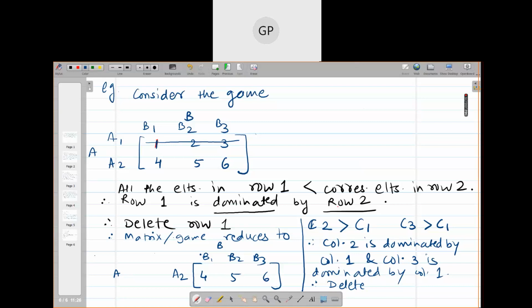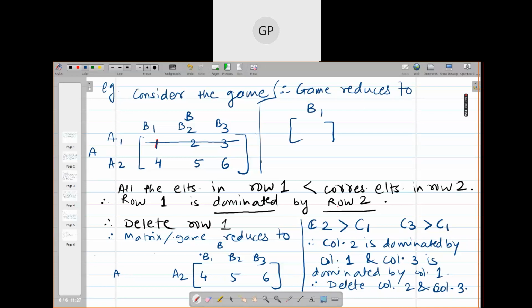So what should I do? Delete which columns? Second and third column. So delete column 2 and column 3. So now here I am writing: therefore, the game reduces to B1, a single element left, 4, and A2.